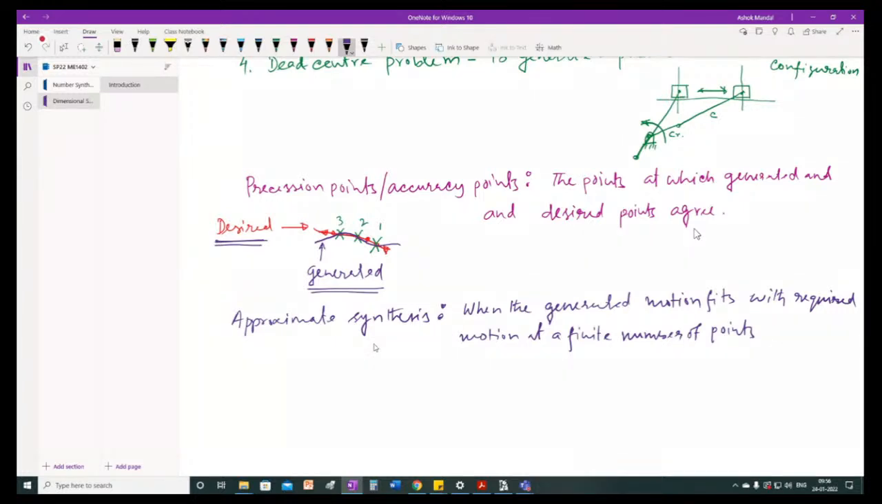There is also something called exact synthesis, when the desired and generated functions agree exactly. That is called exact synthesis. I'm not writing that definition. When the required and generated exactly agree, that is called exact synthesis.